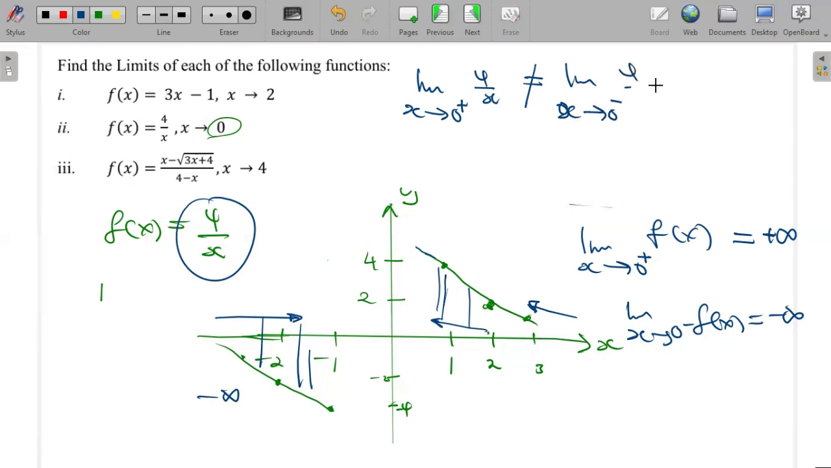of this function f of 4 over x. They're not equal. So it means the limit does not exist. I'll just write DNE. So the limit does not exist. Okay, so that's what we have here. We found that the limit does not exist. All right, let us do the one which follows.